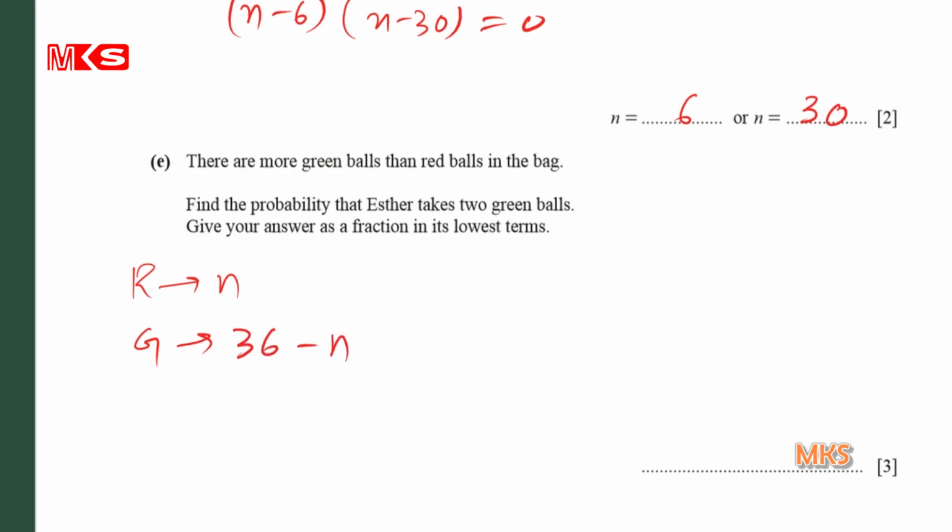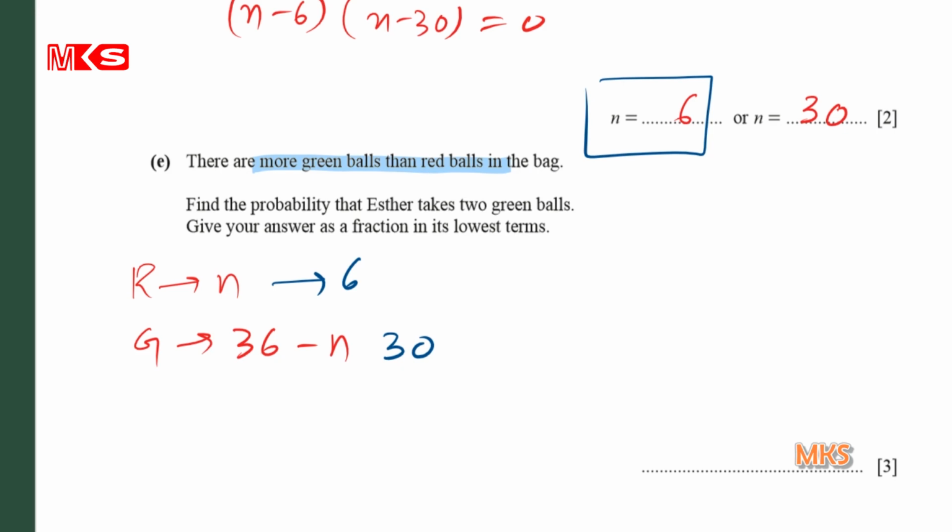So if we take the value of n as 6, then green will be 30. So that suits us because if we take red as 30, the green will be 6, and in the question it is given that there are more green balls than red balls. So this combination is correct. It means there would be 30 green balls, and find the probability that Esther takes two green balls.